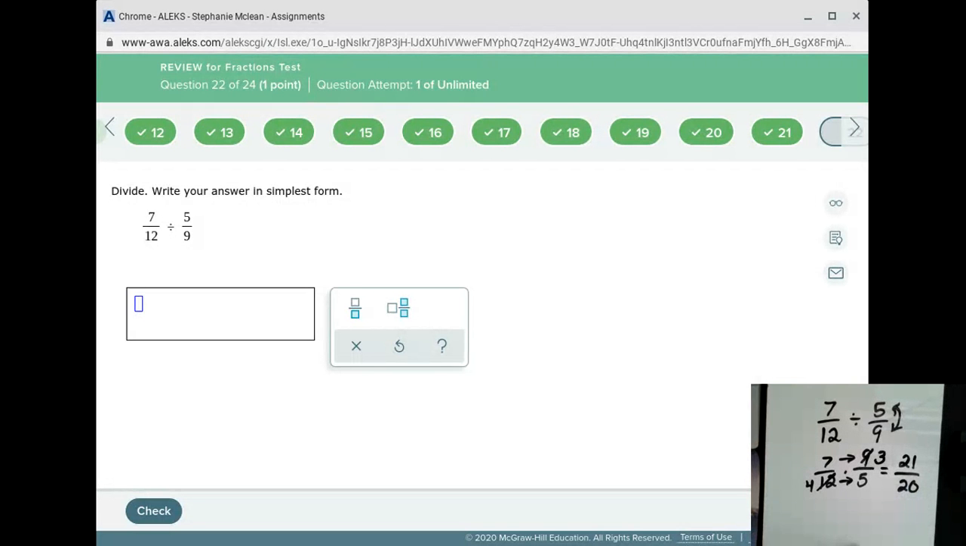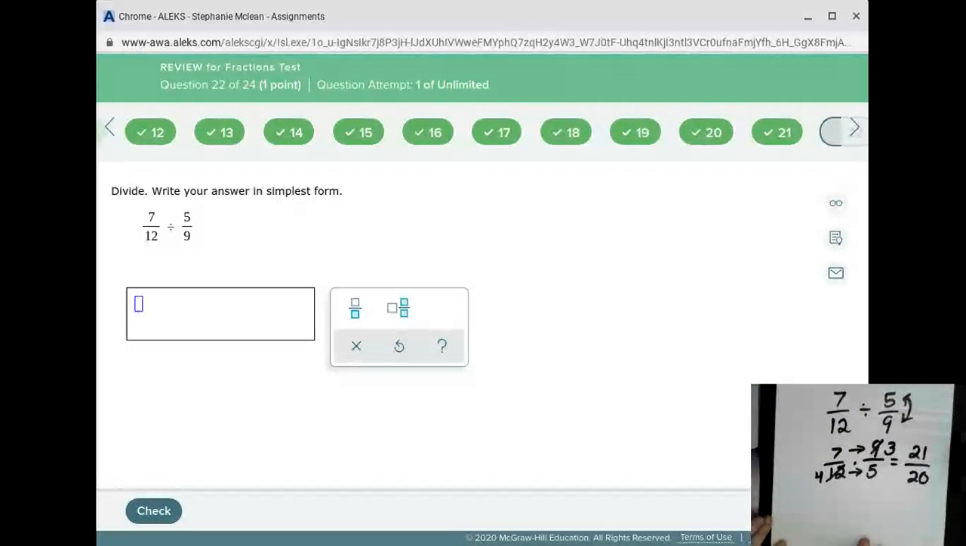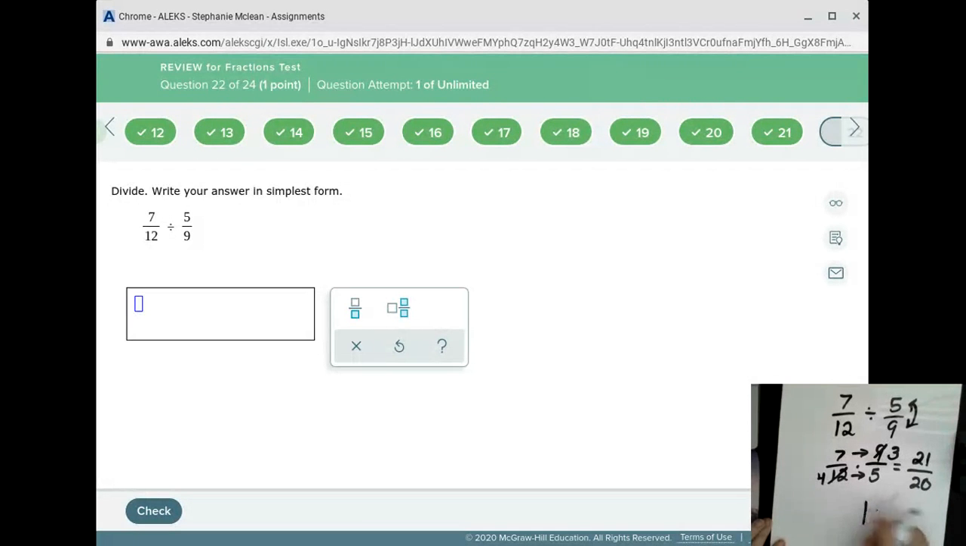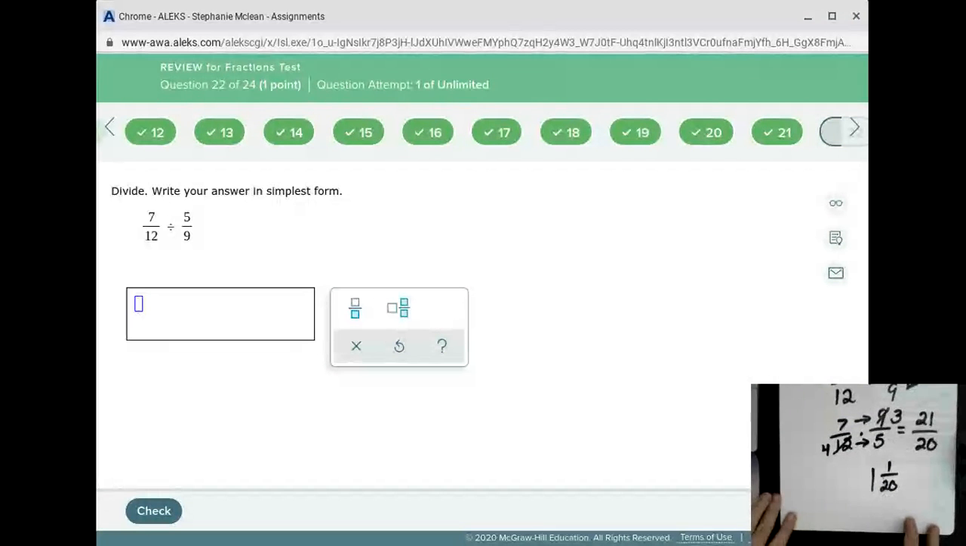Okay, now I have to reduce this. The bigger number is on top. So 20 will go into 21 one time, and then 21 minus 20 is 1. So this is 1 and 1/20. Okay, hopefully you guys can see that. 1 and 1/20.